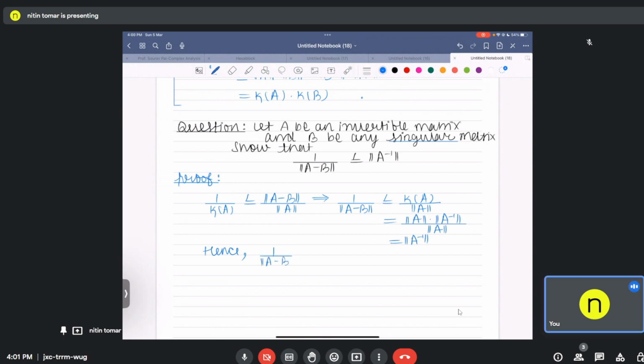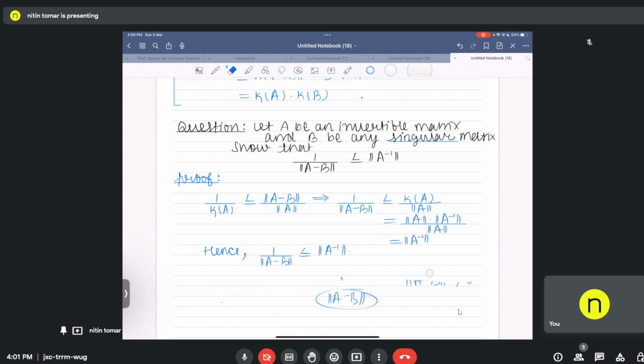Why is 1 upon norm A minus B defined? You can write 1 upon x when x is not 0, right? So when we are writing 1 upon norm A minus B, because norm is a real number, you know this, right? So it should be non-zero. Why is it non-zero?